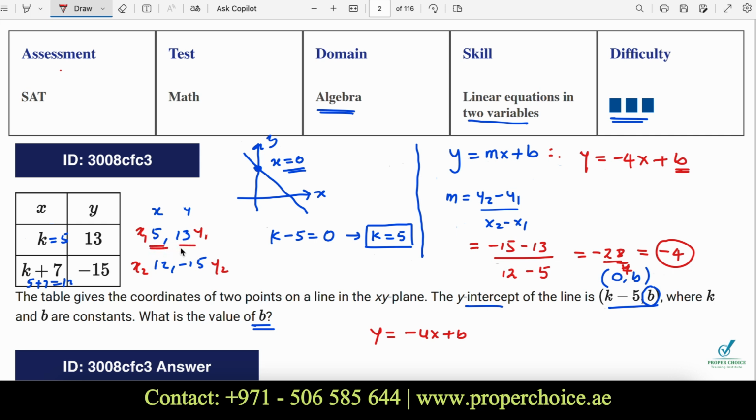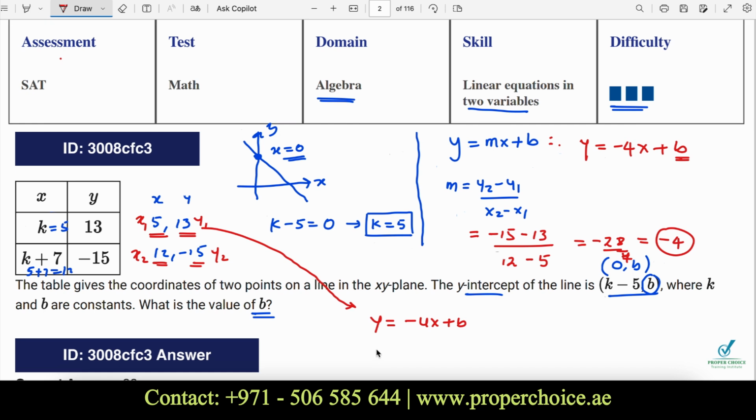While finding the y-intercept, you can take the help of any pair. If you are taking x as 5, take y as 13. If you are taking x as 12, take y as negative 15. Either way is fine. So substitute any of the x and y values and solve for the constant, which is b.